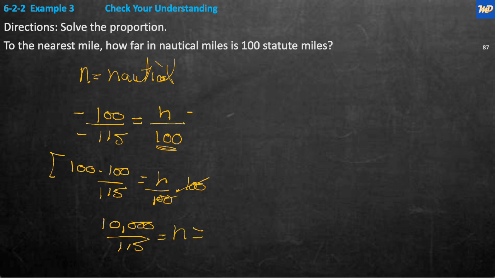And what does that equal? Well, take out your calculator, because this is not easy to calculate. If you take out your calculator, you're going to find that the nautical miles will be 86.9. And that 0.9 is going to round up to 87. So the answer is going to be 87 nautical miles. N-A-U-T-I-C-A-L, nautical. M-I-L-E-S. 87 nautical miles is your answer.